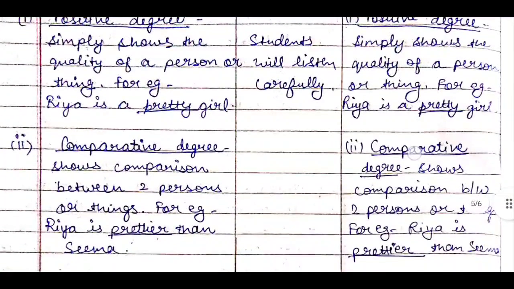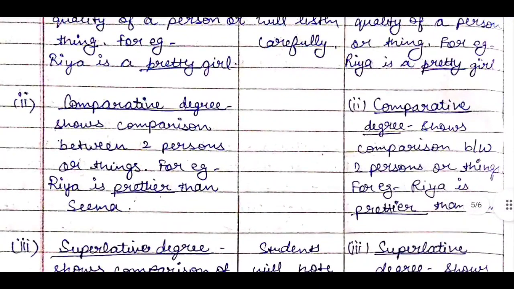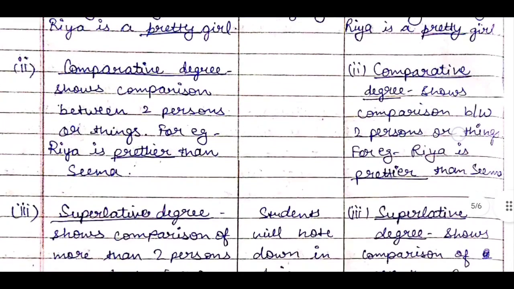After that, second one is comparative degree. As the name suggests, it is used to compare things. Now how many things? We'll read it out. Comparative degree shows comparison between two persons or things. For example, Ria is prettier than Seema. See, the form has changed from pretty to prettier when we are comparing two things. We'll write this on the board also.